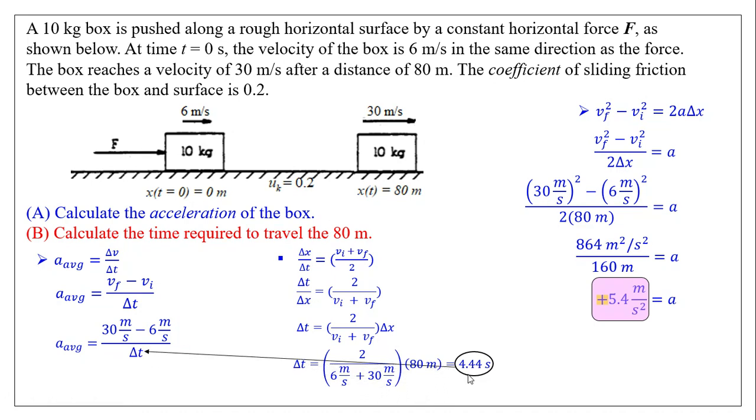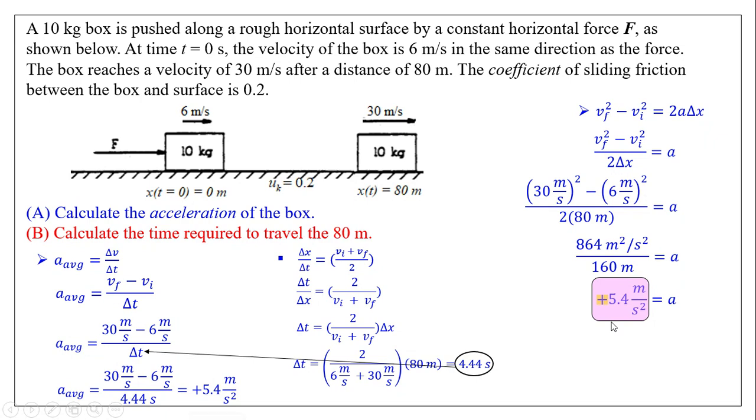Now you can just plug that value in for t. So t is equal to 4.44. So if you do that, you'll get 30 minus 6, which is 24. And then 24 divided by 4.44 seconds is also the same value that we got using the strategy on the right side of the board or the screen here.